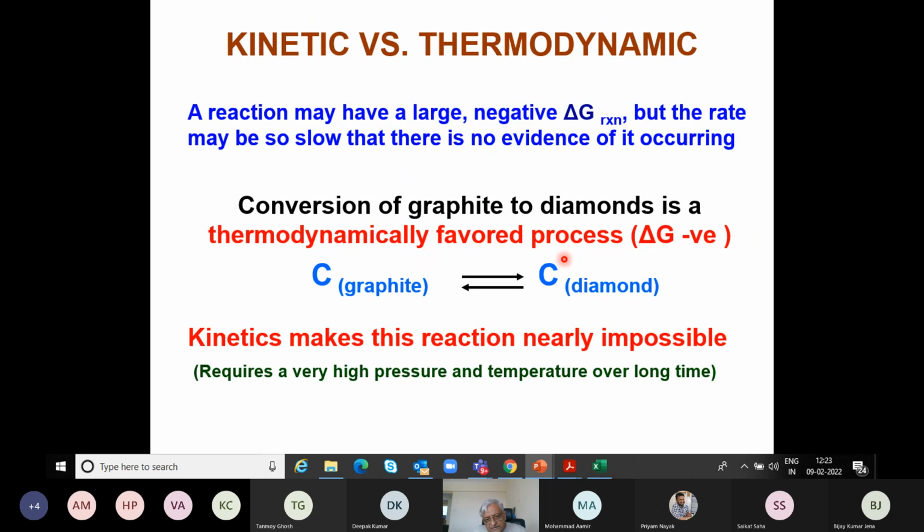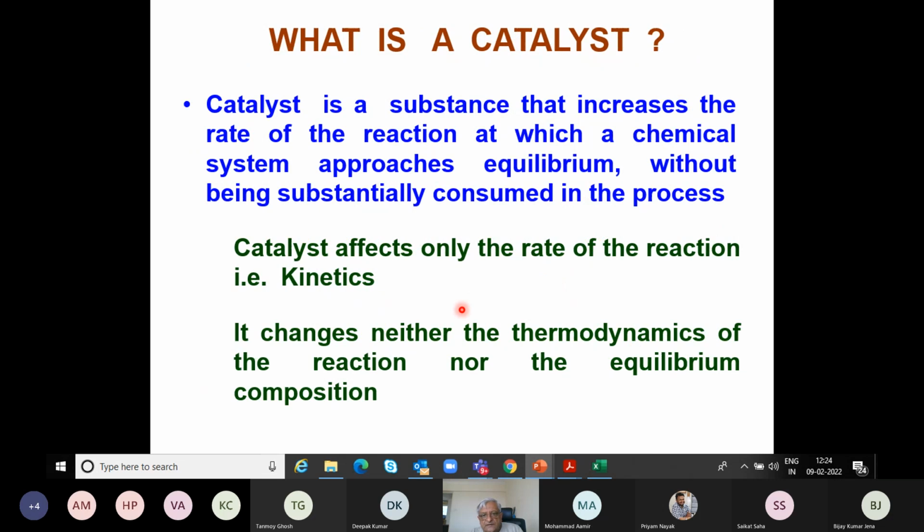For example, graphite converting to the diamond form of carbon. So carbon in the graphite form converting to diamond, the free energy change is quite negative. But the rate of reaction, as we know, on Mother Earth is so slow, it takes a huge amount of time to convert graphite to diamond. So thermodynamics doesn't tell you when this reaction will happen and how fast it can be. That is where the role of the catalyst comes in, as you know. It's a material, and catalysts can be of both types.